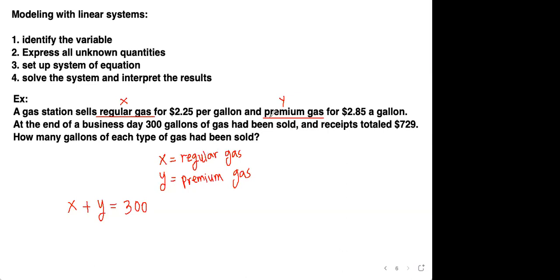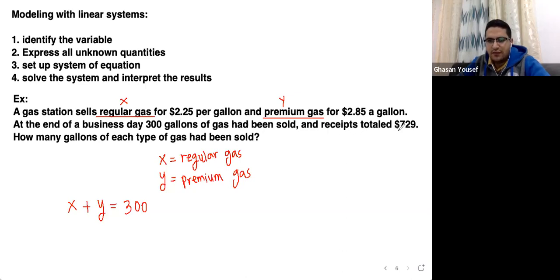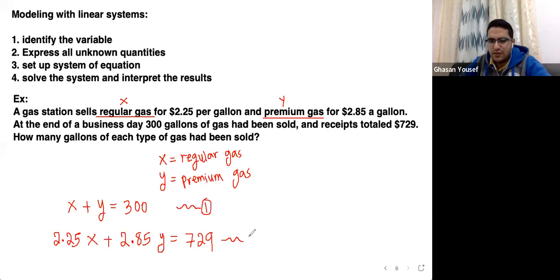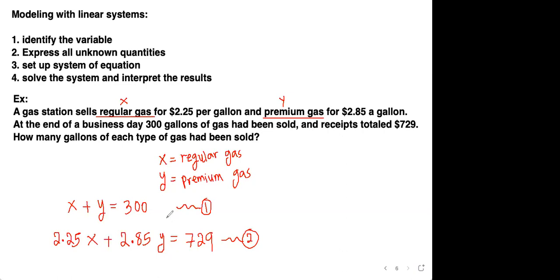And for the second one, the gas station got money that day, $729. This means 2.25 times x plus 2.85 times y equals 729. So step number 3 is done. I set up the system of equations. Now I need to solve this system. I can solve it by using the substitution method or the elimination method, whatever I need. Is it clear? Yeah, it's clear. Okay, perfect.